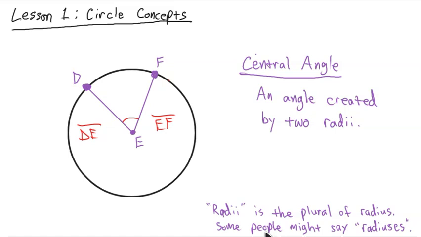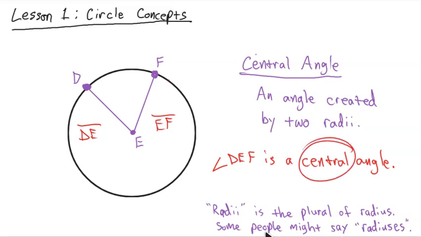And so here's how we would write it. Angle, and we're going to say D, then E, then F. Angle DEF is a central angle of circle E. And it'll always be this letter. Whatever this middle letter is, that's the name of the circle because that's the center of the circle, okay?